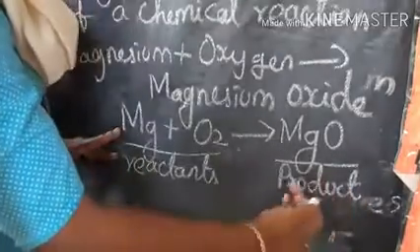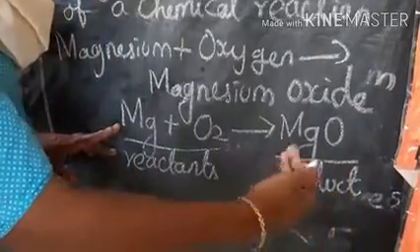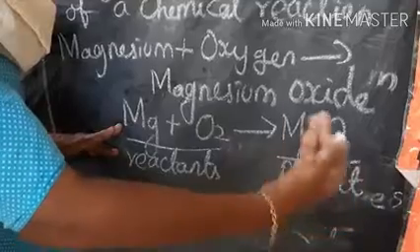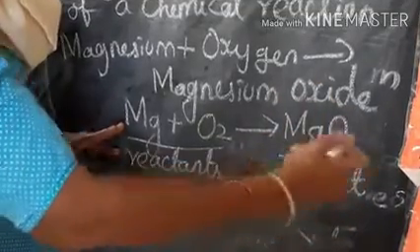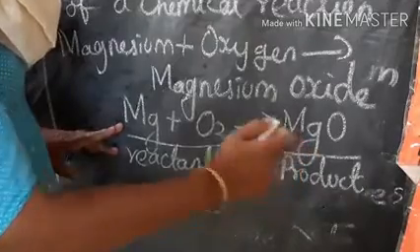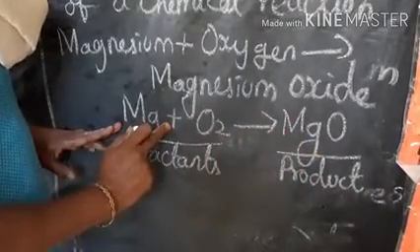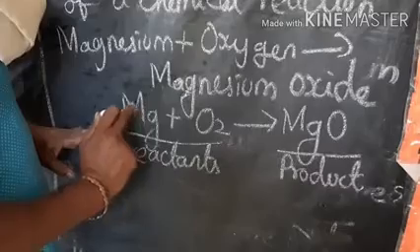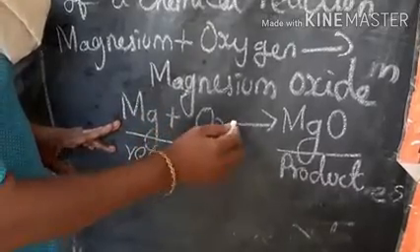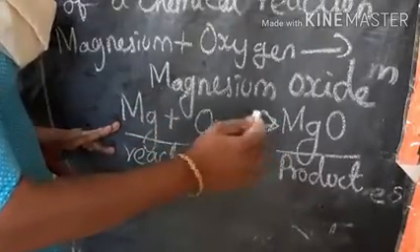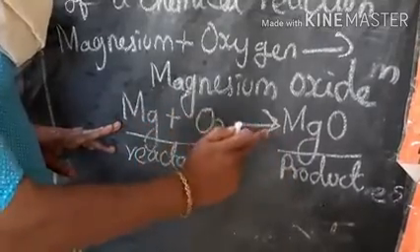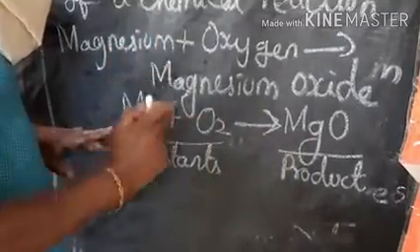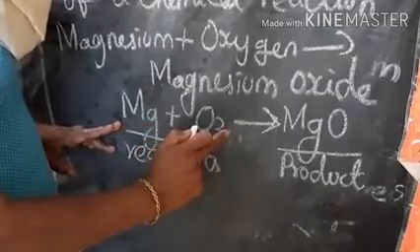If two are there, it means products. The substance which is formed after the reaction should be written on the right side of the equation. The plus symbol indicates reacting with one another, and this arrow mark indicates "gives". This is the way of writing the chemical equation.